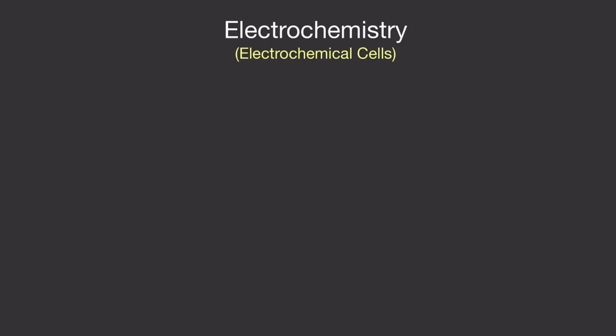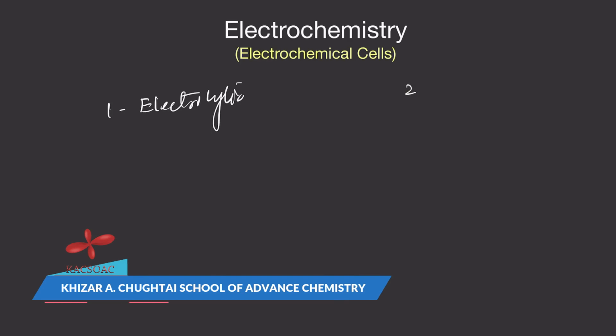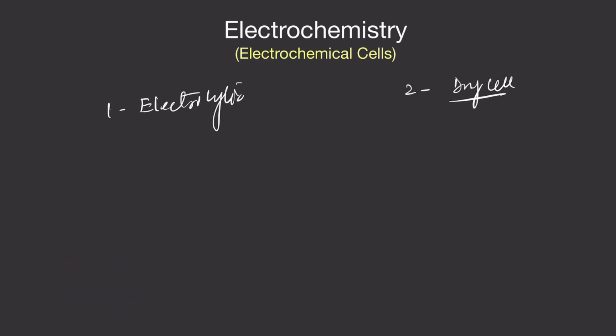Electrochemical cells. There are two types of electrochemical cells. Number one, electrolytic cell. Number two, dry cell, or sometimes it is known as wet cell.